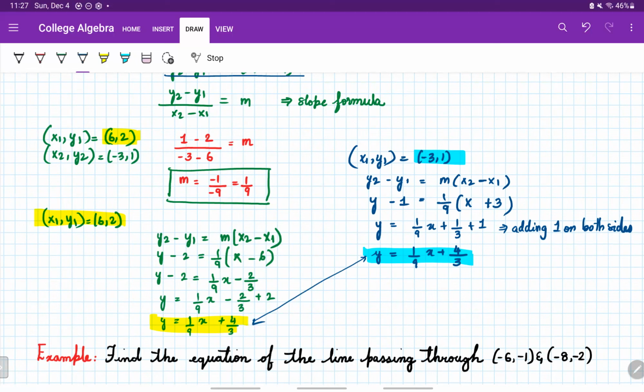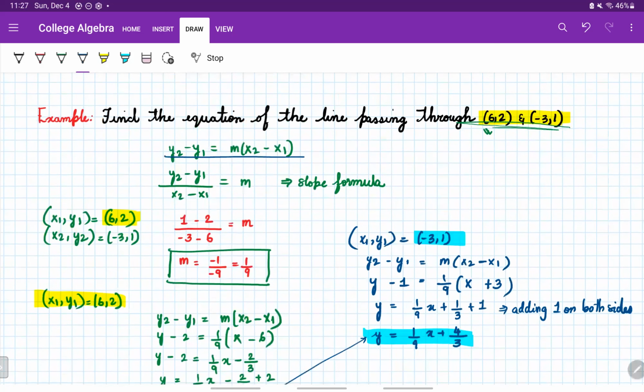So this is proof that no matter which point you choose, you'll still end up with the same answer. So if you have a point which has smaller numbers, maybe it's easier to manipulate. For example, if I was given some number like 60, 30, it's pretty easy to use 6, 2 instead of a much bigger number.